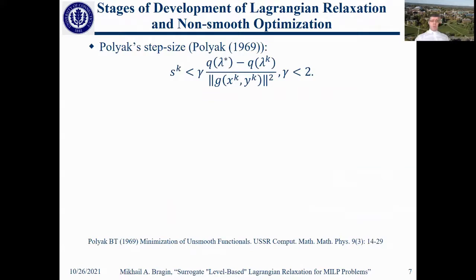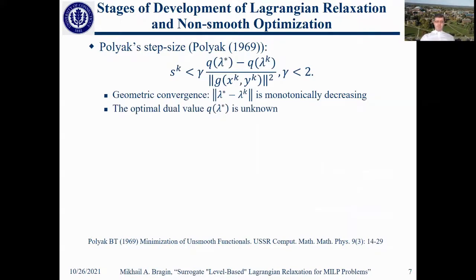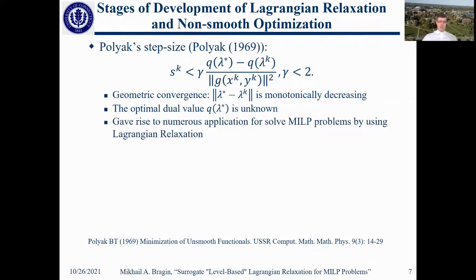Here, I will mention the key stages in the development of Lagrangian relaxation and non-smooth optimization. To guarantee convergence of multipliers, in 1969, Polyak's formula was developed. It was proved that multipliers converge to the optimal multipliers geometrically. The optimal dual value, which is used to set step sizes, however, is not known. Nevertheless, the step sizing formula gave rise to numerous applications to solve MILP problems by using Lagrangian relaxation.